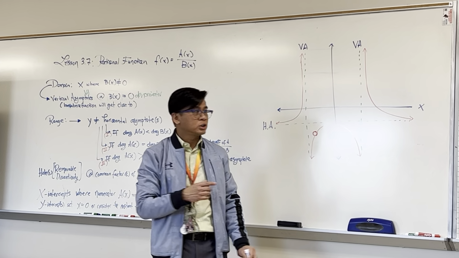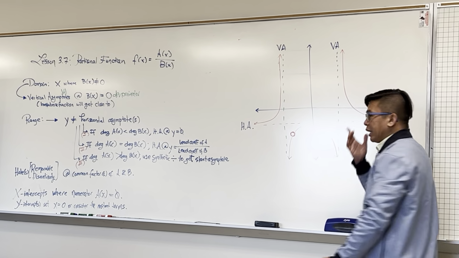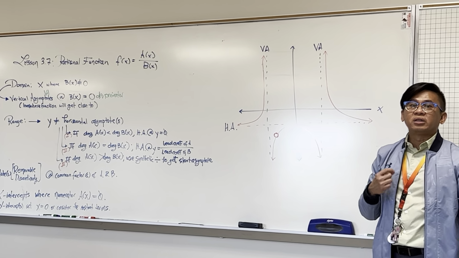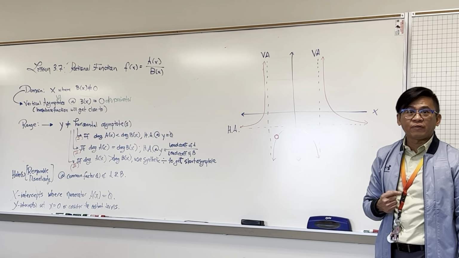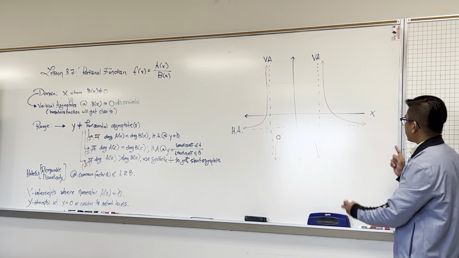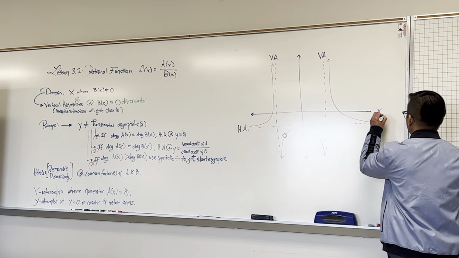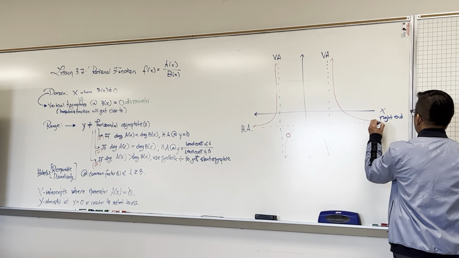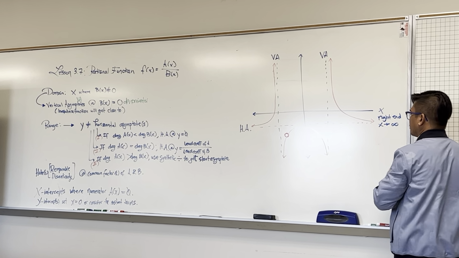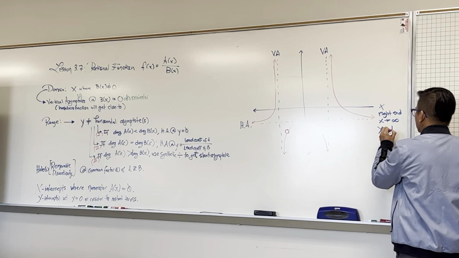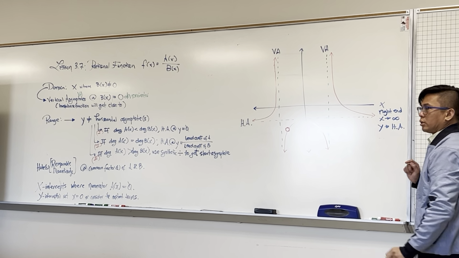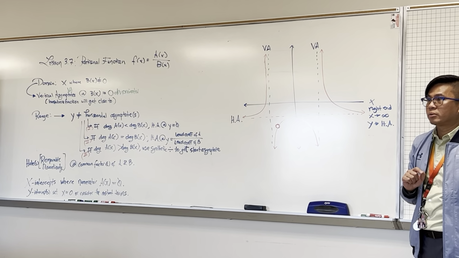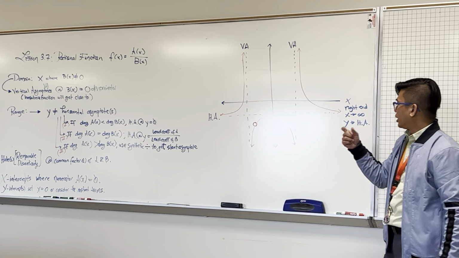And actually, the horizontal asymptote defines the what? The right end behavior and the left end behavior, right? So look at the horizontal asymptote. This is the right end behavior, right? As x goes to infinity, your y goes to where? The horizontal asymptote. We good? Right?